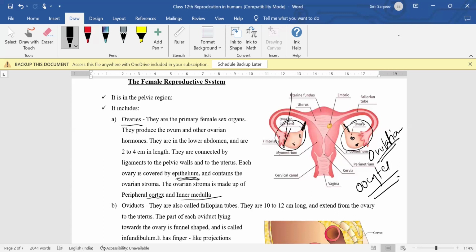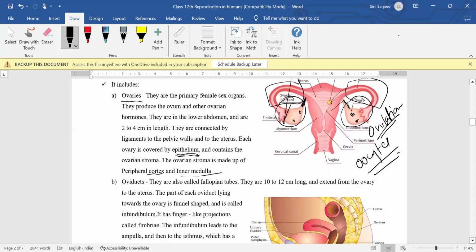The next part we have is the oviducts. This over here is called the oviducts, which are commonly known as the fallopian tubes. These are long tubes extending from the ovaries and coming to the uterus, which gives a funnel-shaped appearance to the entire female reproductive system. The oviduct, or fallopian tube, has something called the infundibulum.